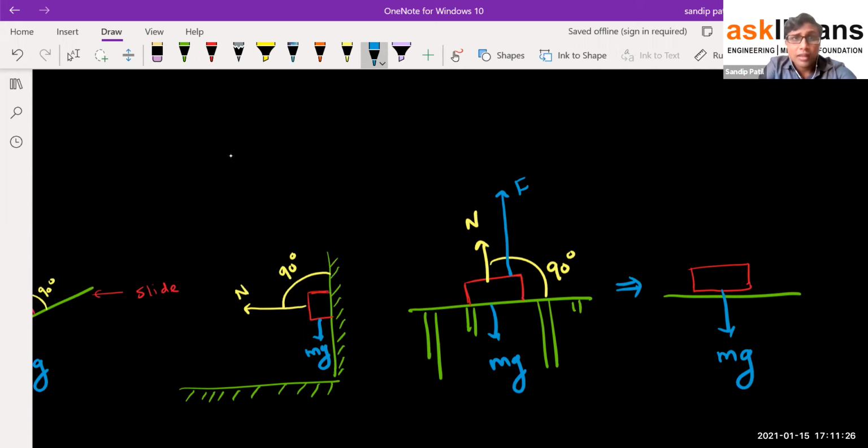So who is pulling this upward? Obviously, the external force. We have already applied the external force. So now F and mg will balance each other. Then we can say that obviously it is in equilibrium as long as you keep pulling that laptop or that block upward. So this is the normal reaction and the external force and mg. These are the different diagrams we can see.